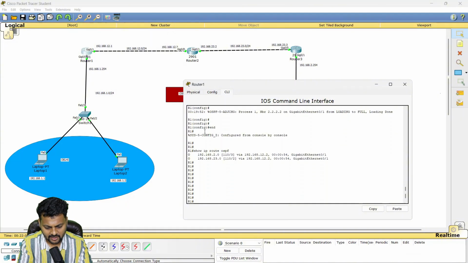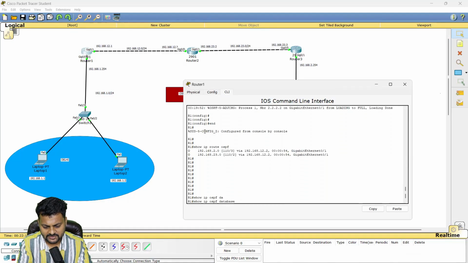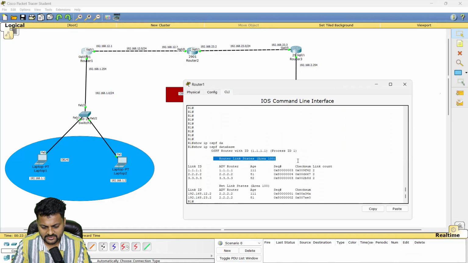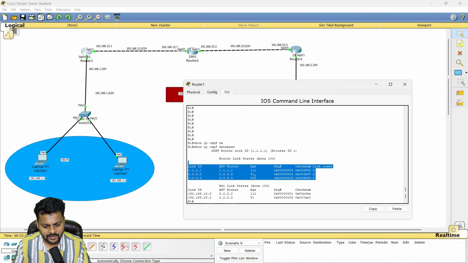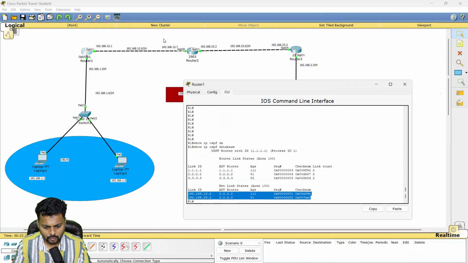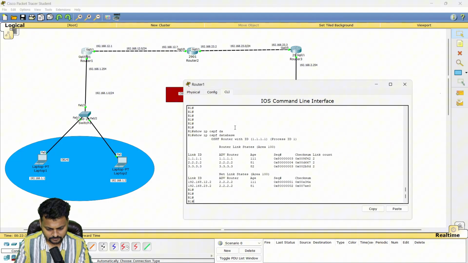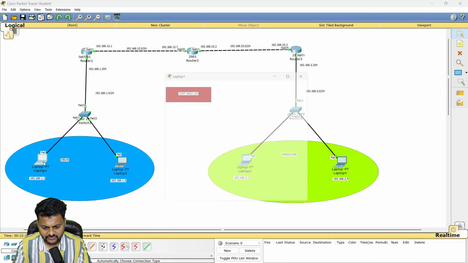Now, you can also check show ip ospf database. You will see in the database we have router LSAs and network LSAs. Of course, with 3 routers, router 1, router 2, and router 3, you will have 3 router LSAs. And right now I have 2 networks. I have one DR over here and another DR over here. That's why I have 2 network LSAs. So 12.2 is going to generate one network LSA, and 23.2 is going to generate another network LSA. That's good.